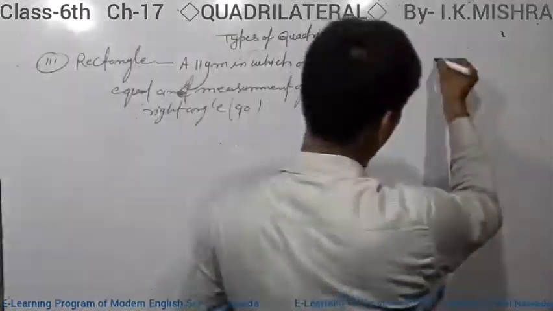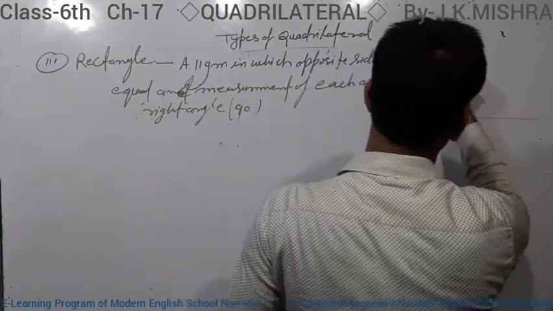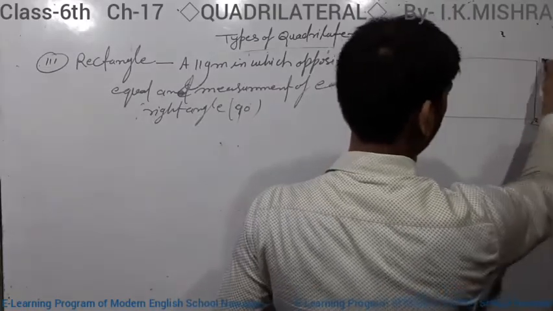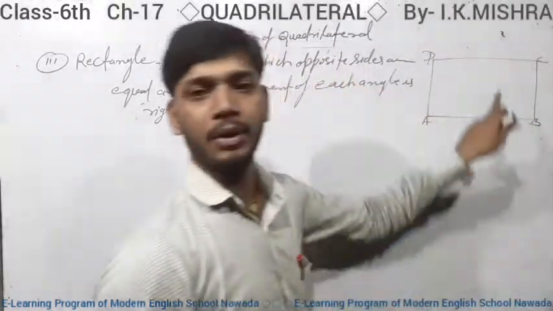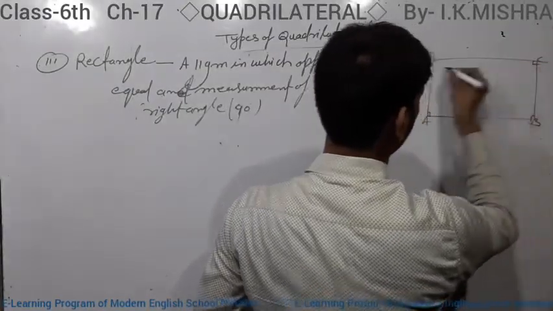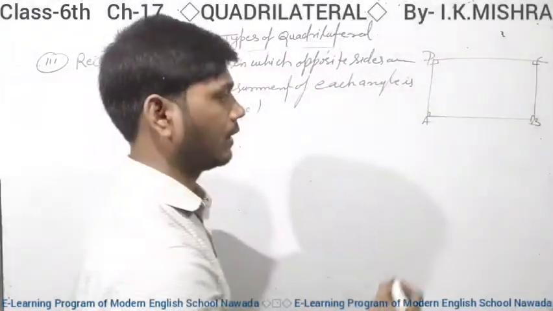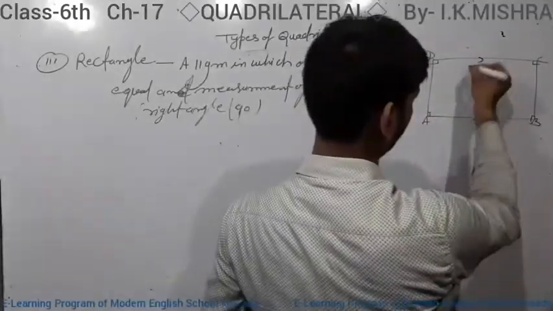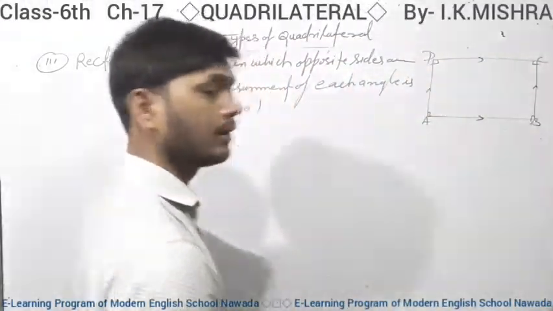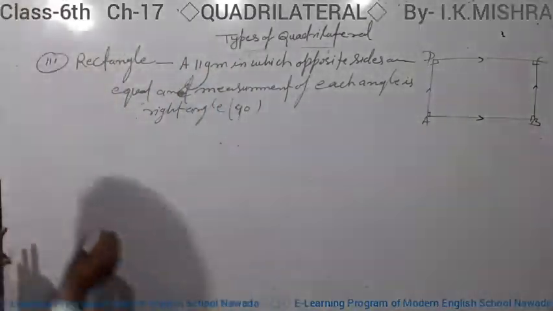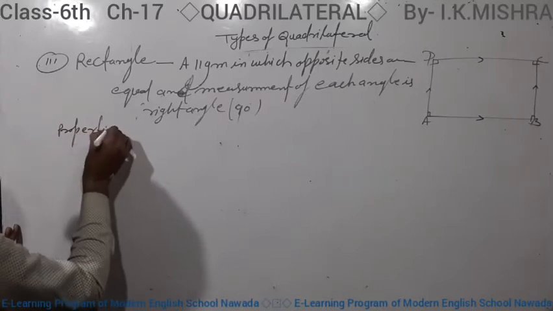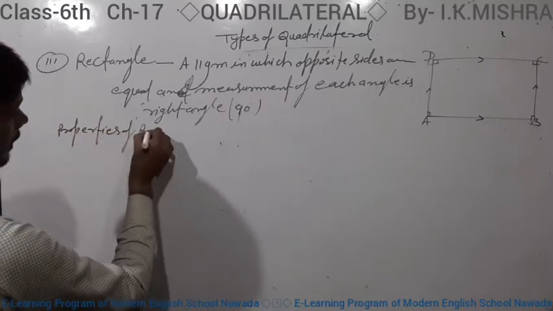Here friends, I draw a figure ABCD. Here ABCD is a rectangle. Here measurement of each angle is 90 degree. Here opposite sides are parallel and measurement of each angle is 90 degree. So friends, here I write the properties of rectangle.